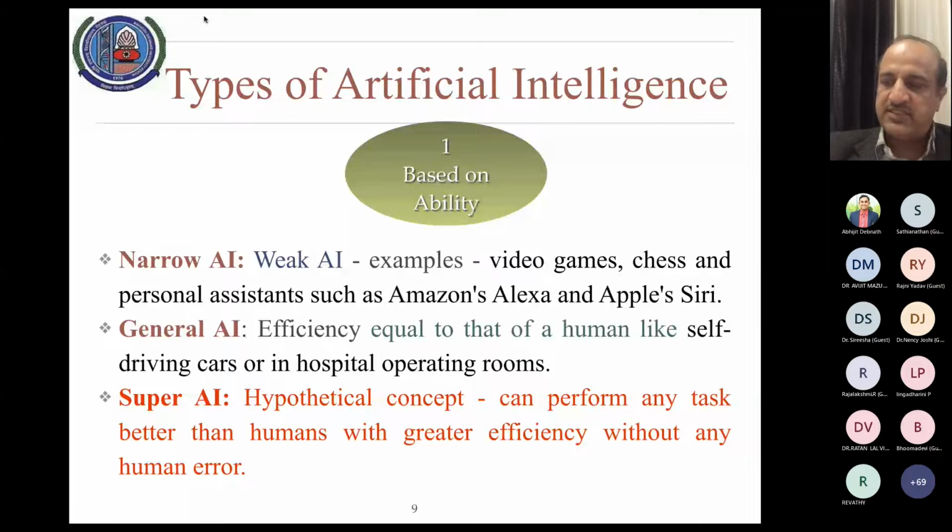Super AI is a hypothetical concept. The concept is that the efficiency and precision of the work performed by any robot or computer machine is much more than that of a human. And more importantly, a human can make a mistake, but the computer will not make a mistake. That is a hypothetical concept. Work is going on, and the future will tell its outcomes.